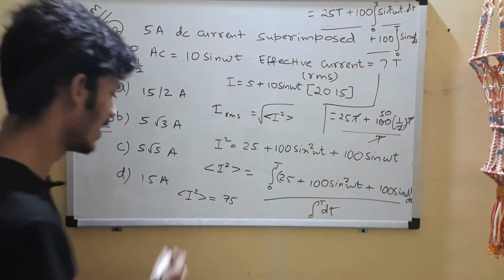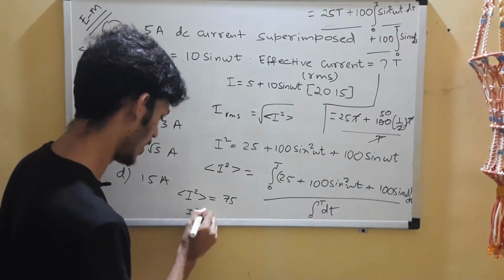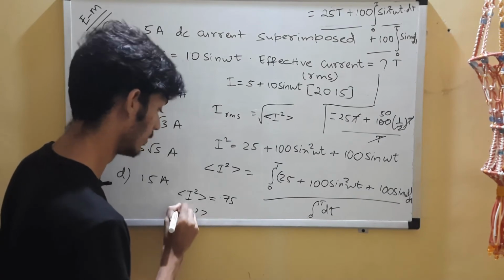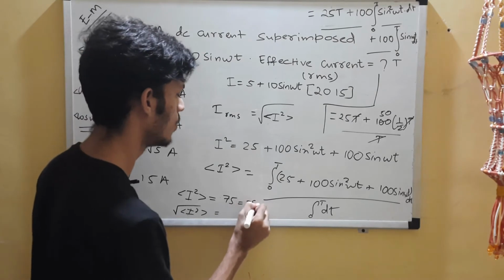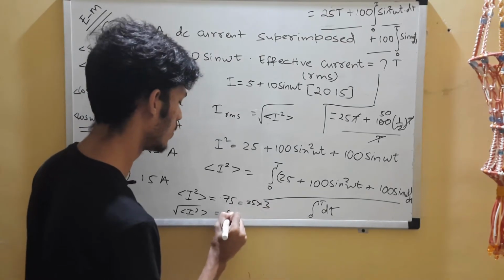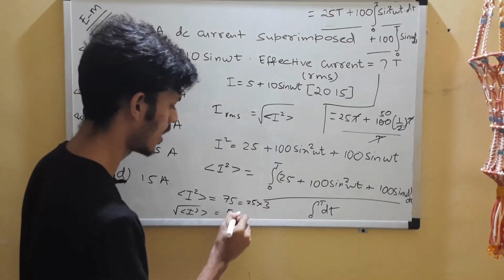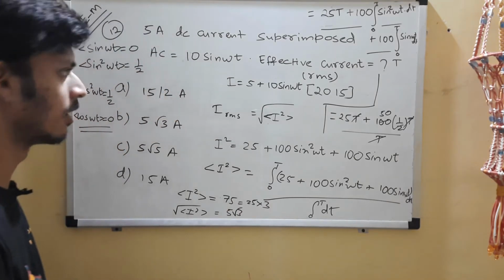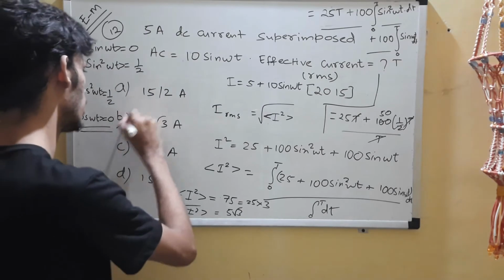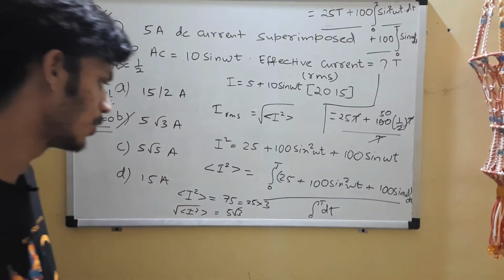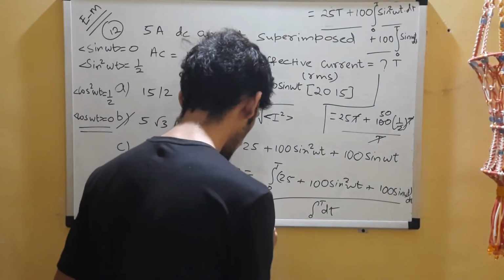Don't forget that root mean square means root mean square current. So root 75, you can write this as 25 into 3. Root 25 is 5, and root 3 will remain in the root sign. So the RMS value over here is option B. 5 root 3 amperes is the correct choice over here.